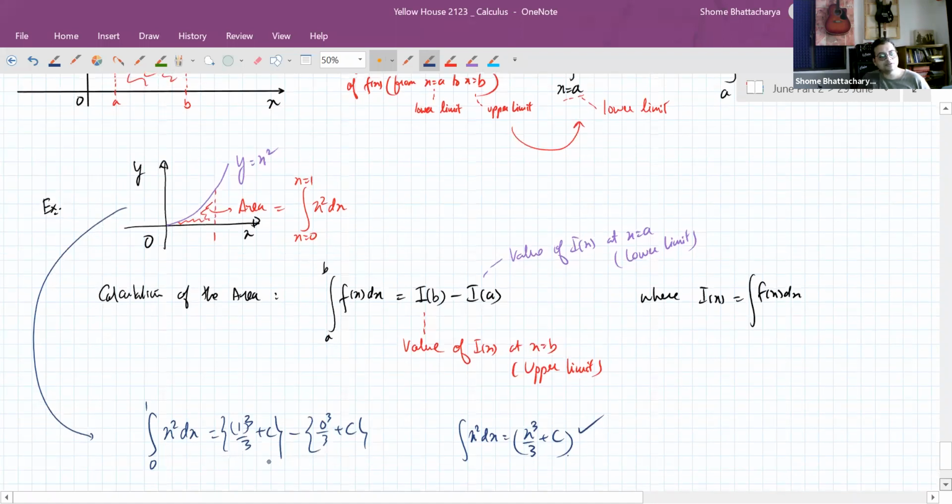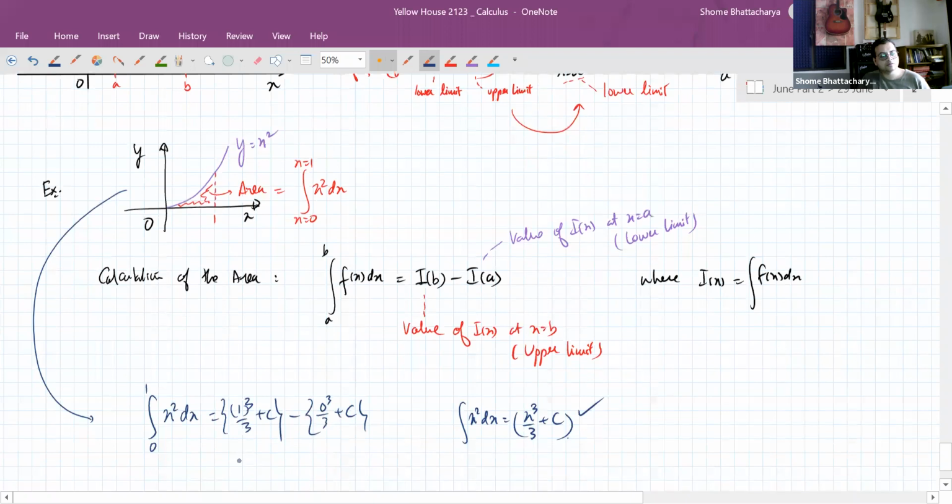So the constant cancels out, as you can see, and we get a definite value. Now this definite value is the area. And it will be in whatever square units the graph of x and y is taken in. Suppose x and y are in millimeters, this will be 1/3 of millimeter square. If they're in centimeters, it will be 1/3 of centimeter square. Suppose x-axis is time in seconds and y-axis is, let's say, speed in meter per second, then the area will be in meters and it will represent displacement like that.